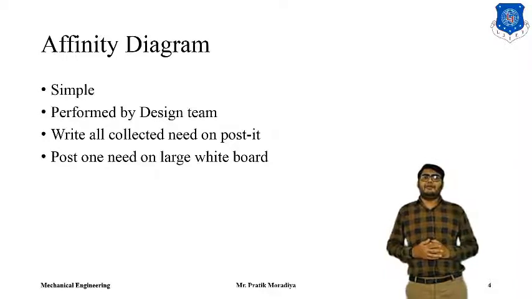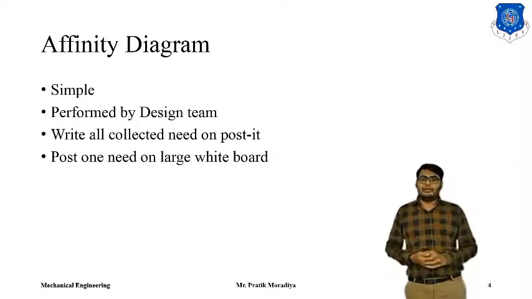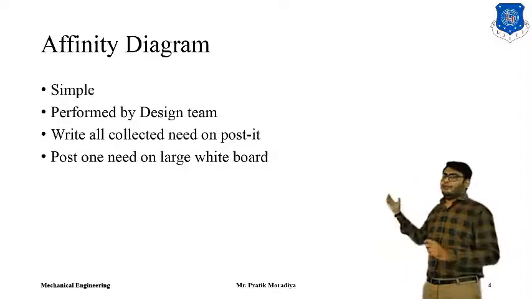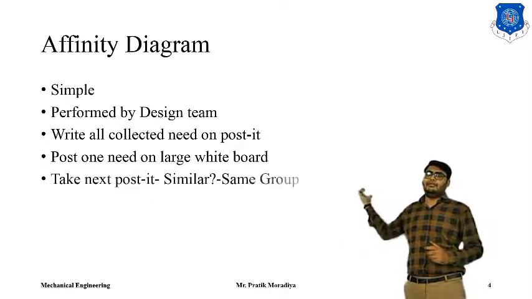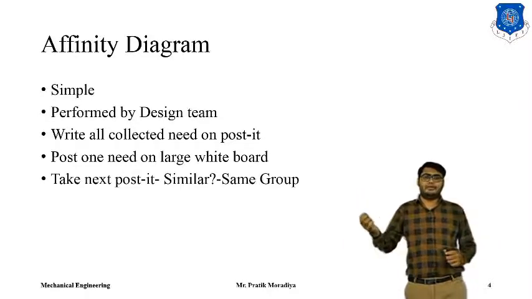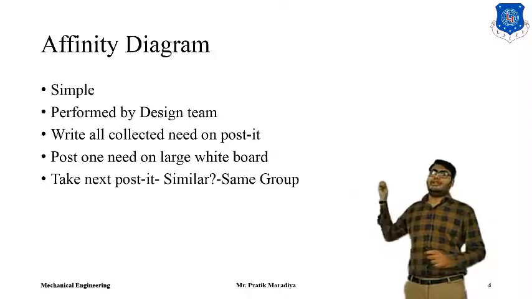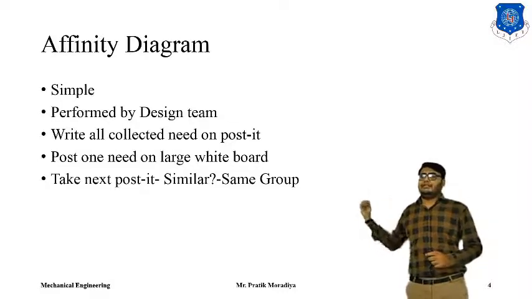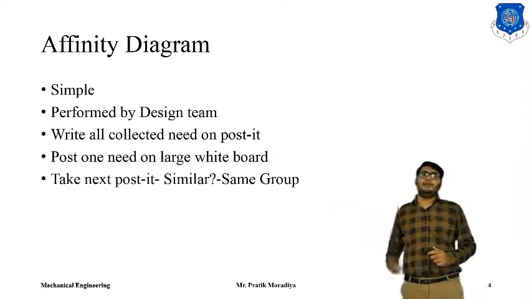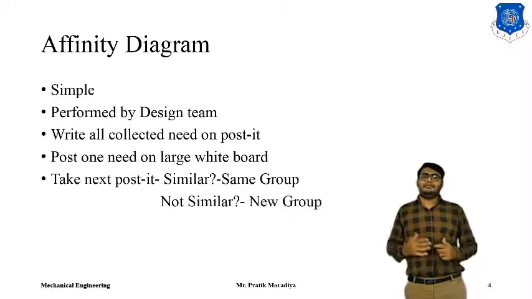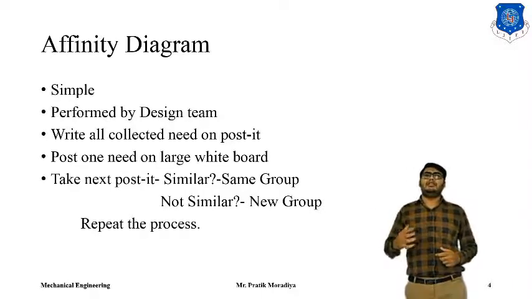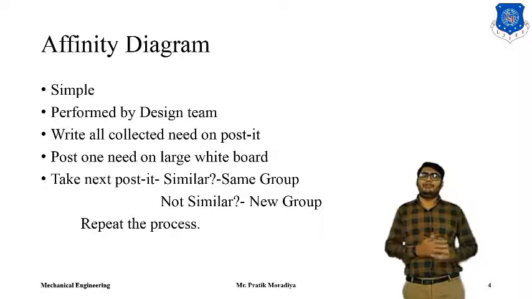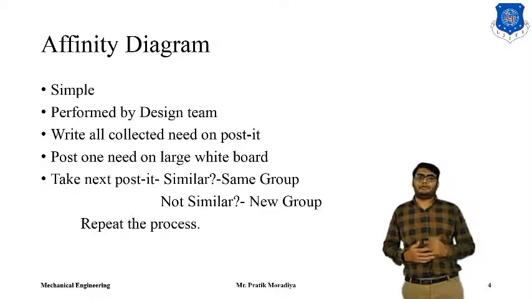So we write all the needs on post-it paper, and then those post-its are posted on the whiteboard according to their category. Once we post one, we take the next post-it. If the next post-it is similar to what we have taken, then we put it in the same group. If not, we make another, different group. Then we repeat this process again and again till all the needs, all the post-its that we have written, are exhausted.